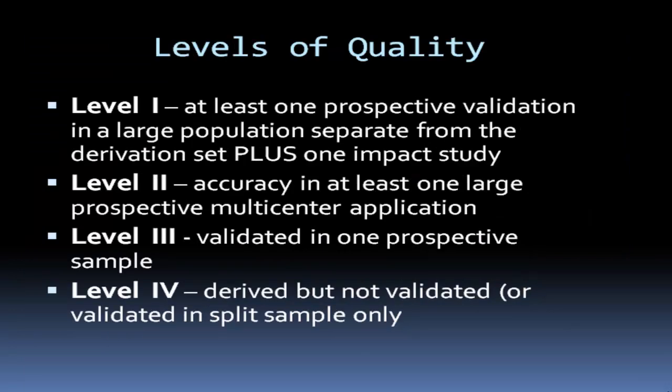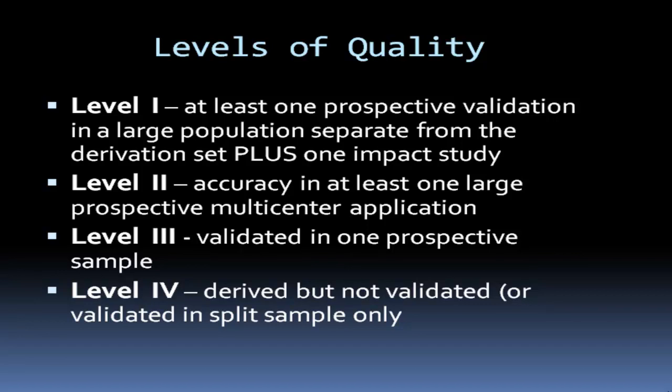Judging the soundness of the advice given by a clinical prediction rule has been categorized as 4 levels. You can see that level 1 is highest, with at least one prospective validation study plus one impact study. There are very few of these. Next, we have level 2, where at least one large prospective multicenter application has been performed. Level 3 means that there is at least one validated prospective study, and level 4, which most CPRs are, includes a derivation study, but the rule has not been validated outside of the derivation study.